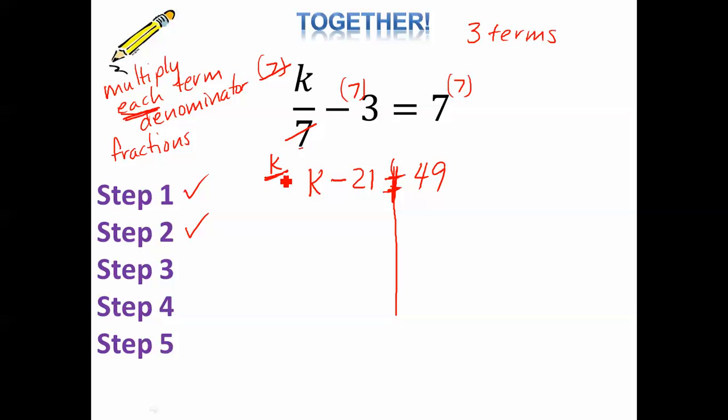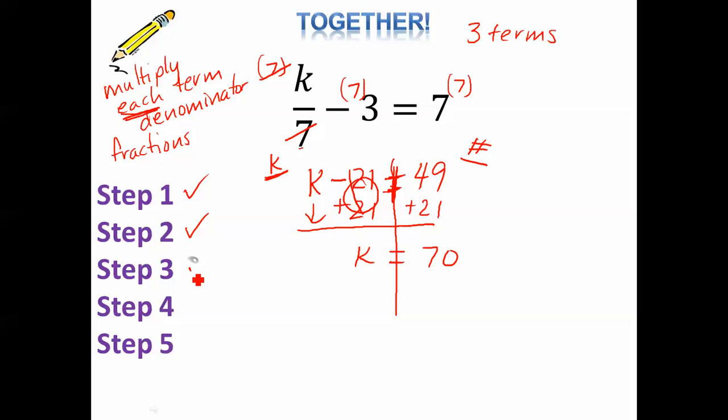So since my K is already on that side, I want to leave it there. I'll put numbers on the other side. So I look here, I want K's, that stays. The negative 21 doesn't have a K, so it's got to go. So negative 21, I undo it by adding 21. If I do it to one side, I must do it to the other side. So I bring down my K. Negative 21 plus 21, that cancels. So K equals 49 plus 21, which is 70.